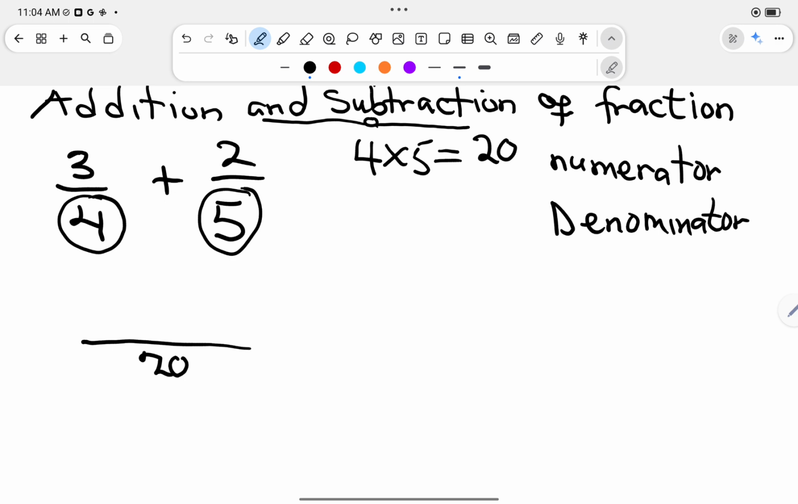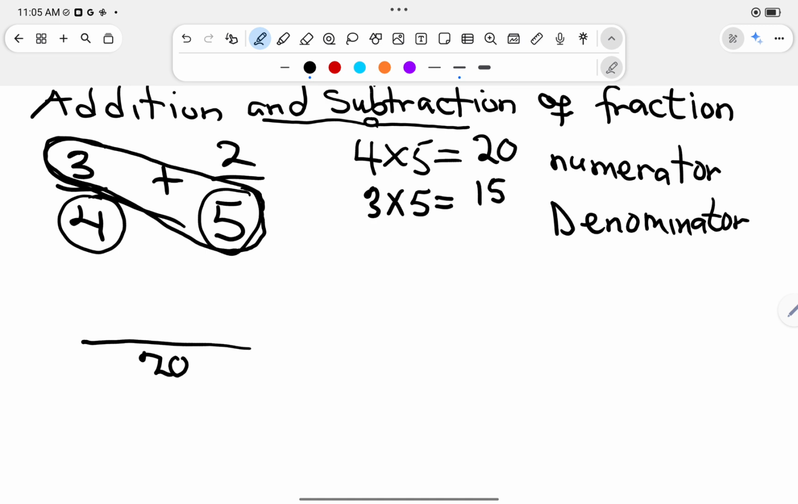Now, after doing that, your next step is to take the numerator of the first fraction. Always take the numerator of the first fraction and multiply it by the denominator of the second fraction. The numerator of the first fraction is 3. The denominator of the second fraction is 5. So we are going to have 3 times 5, and 3 times 5 is going to give us 15. So we are going to put the 15 here.